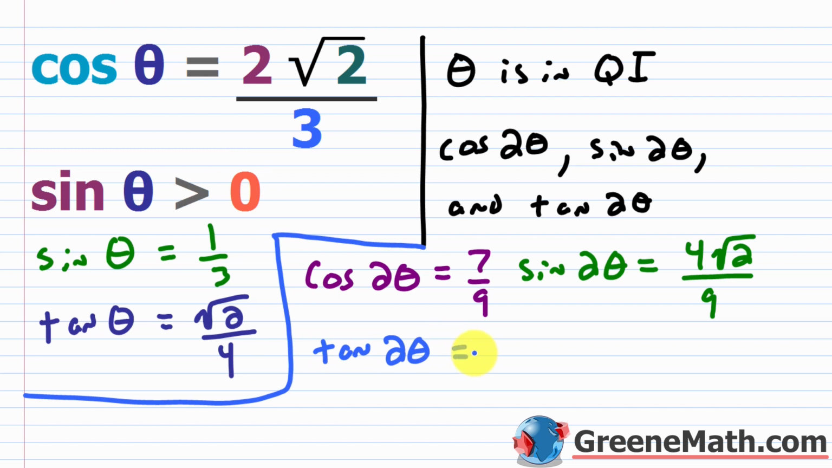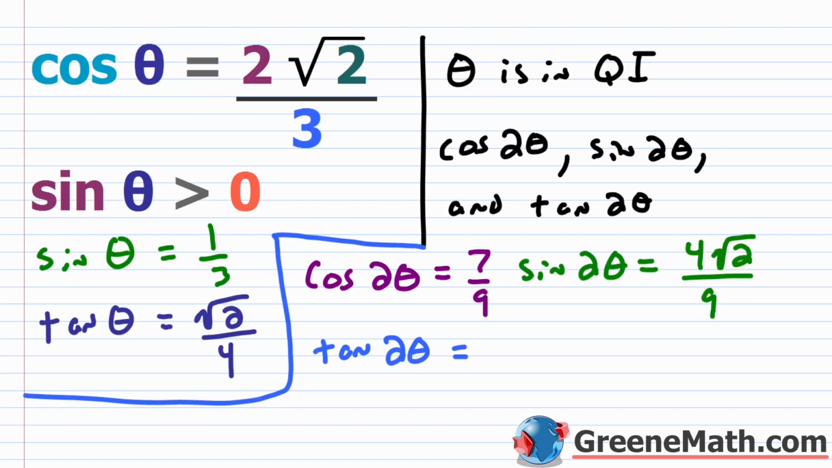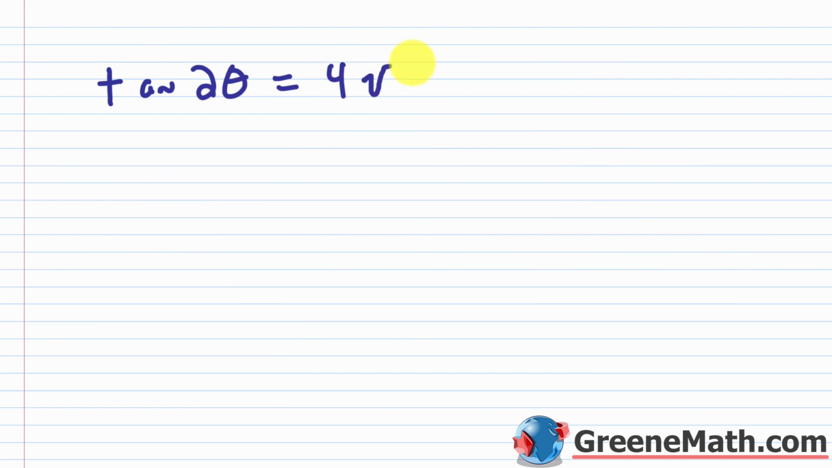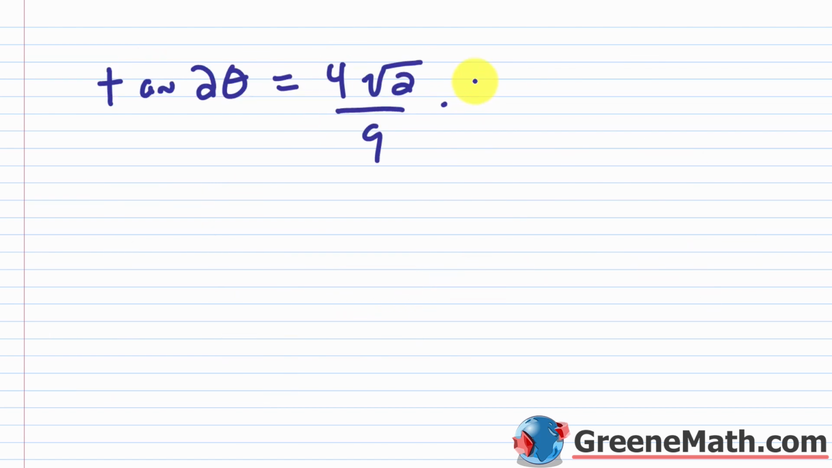Well, essentially, all I need to do is take this guy right here and divide it by this guy right here, or I can use my formula. So let's see this both ways. So for the tangent of 2 times theta, the first way we're going to do it, probably the easier way, you basically take your sine of 2 times theta, which again is 4 times square root of 2 over 9. We're going to multiply it by the reciprocal of this cosine of 2 theta, which is 7/9. So if you flip that, you get 9/7.